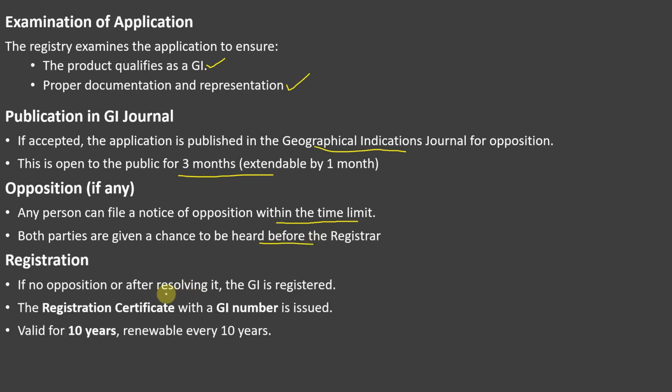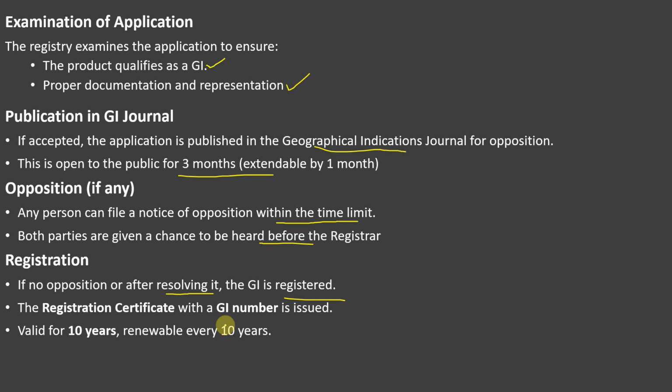If no opposition or after resolving it, the GI is registered. So if there is any opposition, the applicant can resolve it, or if the opposition could not be resolved, the application will be rejected. If accepted, or there is no opposition, or after resolving it, the GI will be registered.